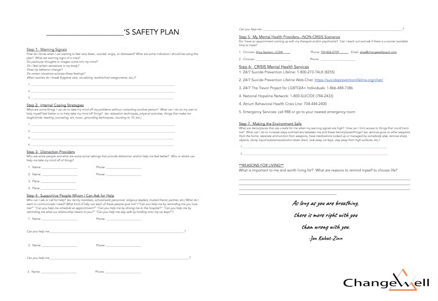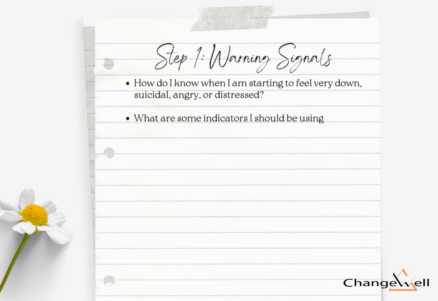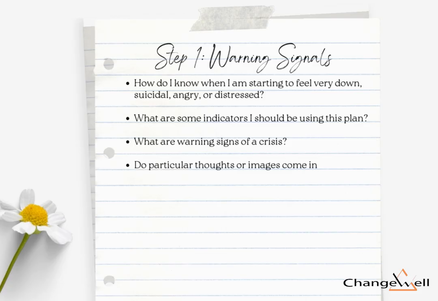So you'll see here, this is what the safety plan looks like. Right at the top here, we have a space where I will have my client put their name so that they know it's their safety plan. And then we'll move into step one. So step one is the warning signals. How do I know when I'm starting to feel like I might need to use my safety plan? How will I know when I'm starting to feel very down, suicidal, angry, or distressed? What are some indicators that I should be using this plan? What are warning signs of crisis?